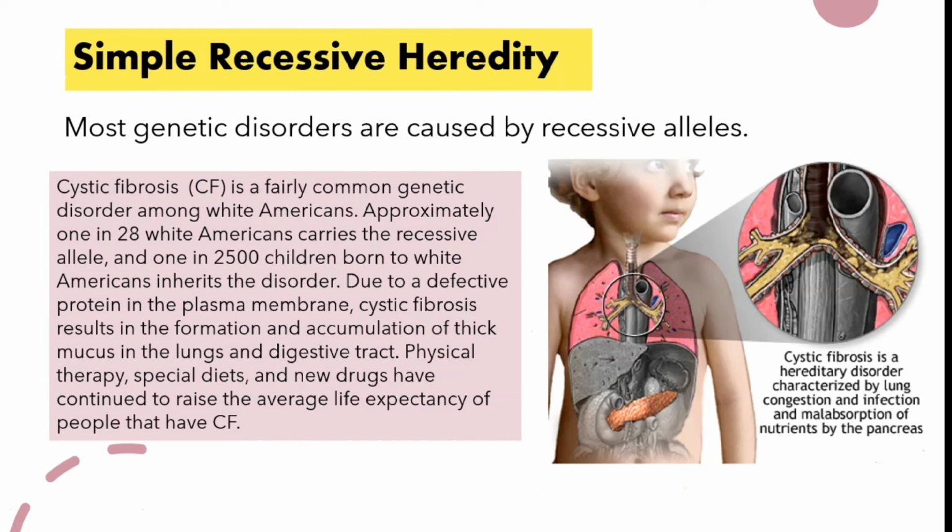Simple recessive heredity. Most genetic disorders are caused by recessive alleles. Cystic fibrosis is a fairly common genetic disorder among white Americans. Approximately 1 in 28 white Americans carry the recessive allele, and 1 in 2,500 children born to white Americans inherits that disorder. Due to a defective protein in the plasma membrane, cystic fibrosis results in the formation and accumulation of thick mucus in the lungs and digestive tract. Physical therapy, special diets, and new drugs have continued to raise the average life expectancy of people that have CF.